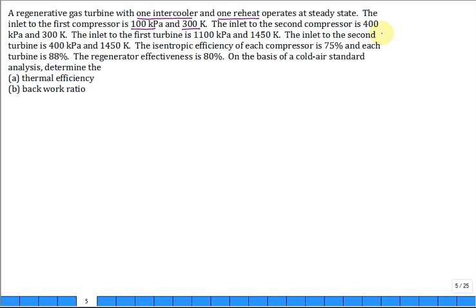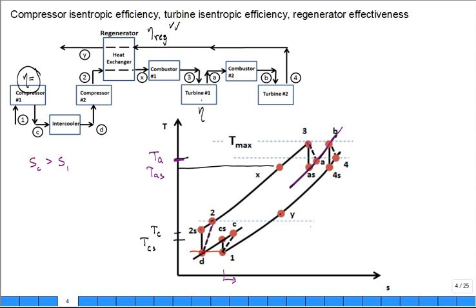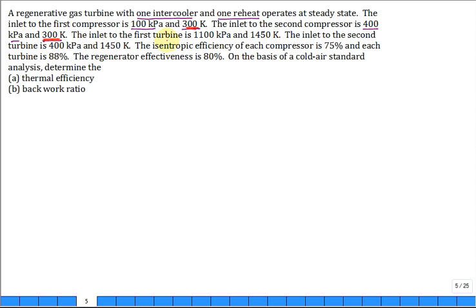Inlet to the second compressor is 400 kilopascal and 300 Kelvin, so the intercooler cools it all the way back down to 300 Kelvin. On this illustration right here, this TD and T1 are often the same temperature, meaning the intercooler brings the gas all the way back down to ambient temperature. It doesn't have to. It could have brought it down to some temperature above, but that's often what you have in the problem. And the inlet to the first turbine is 1100 kilopascal and 1450 Kelvin, and the inlet to the second turbine 400, and then it's reheated or more combustion up to 1450 Kelvin.